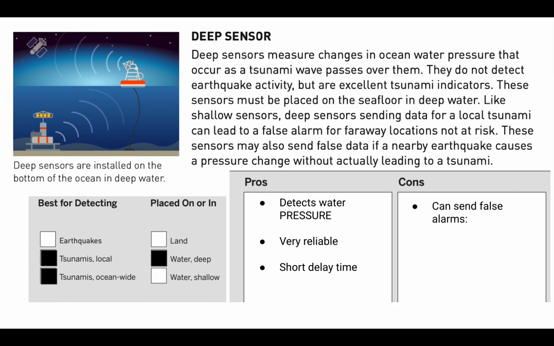Now the cons, it can also send false alarms. So if you're looking at a local tsunami, it's going to send that alarm even if the tsunami does not reach Sri Lanka. And so that's not good. We don't want to send false alarms for locations not at risk. It can also send a false alarm if it's placed near an earthquake. So let's say we have an earthquake that doesn't even cause a tsunami, but the deep sensor detects that change in pressure, and so it sends the alarm. That would cause a false alarm.